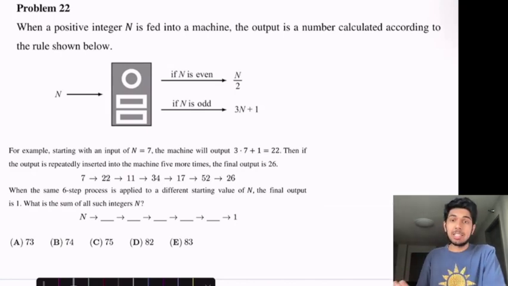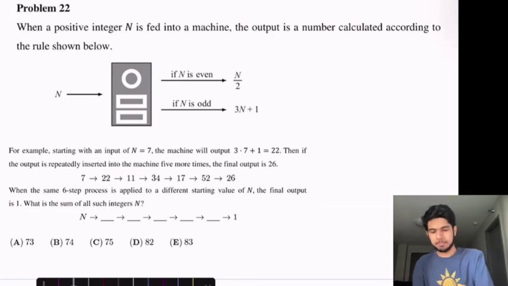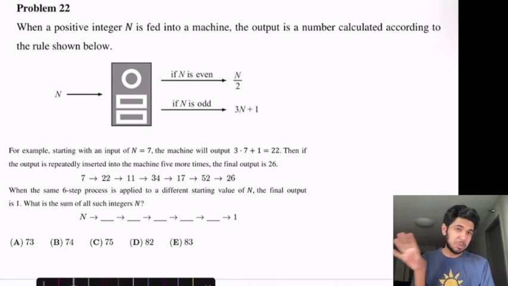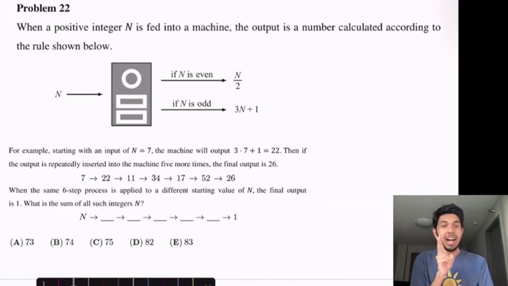We're asked to find the sum of all values of n such that we reach 1 after the 6-step process. Okay, so a couple of options. We can work forwards, start from n and hope that we reach 1, or work backwards, start from 1, figure out what we could have previous to 1, and hopefully find what n is. I like the second option better because we're building up to the correct answer instead of trial and error.